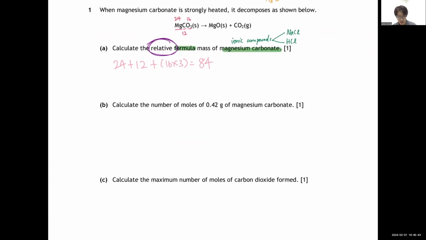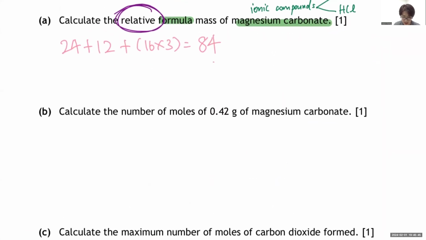All right, so we have this already. Now we're looking at number of moles. What quantity is this called? Is this volume? 0.42 grams. What kind of quantity is this? Volume would be your cm cubed or dm cubed. Yes, this is mass. If I have mass, I want to find number of moles.